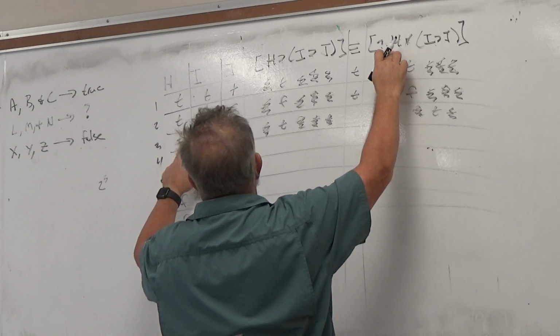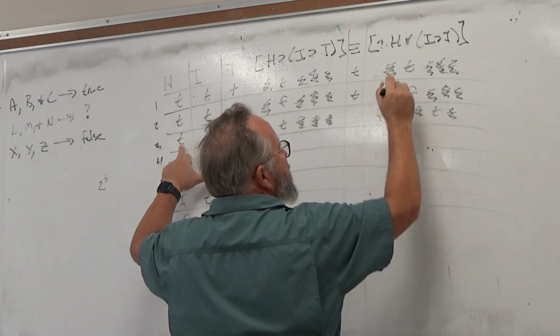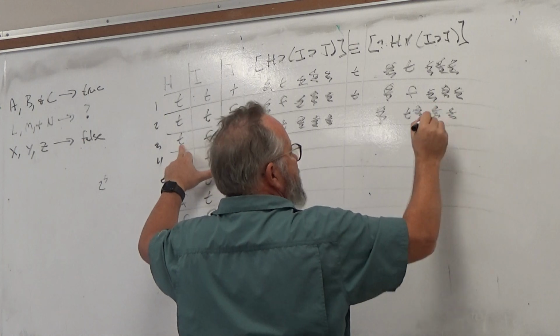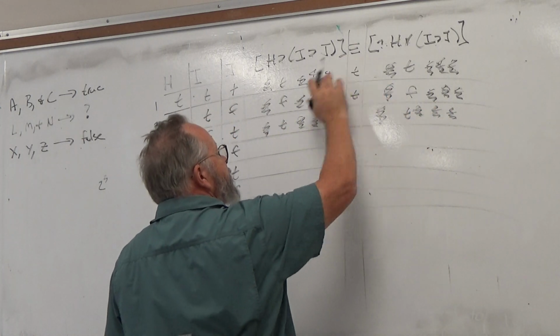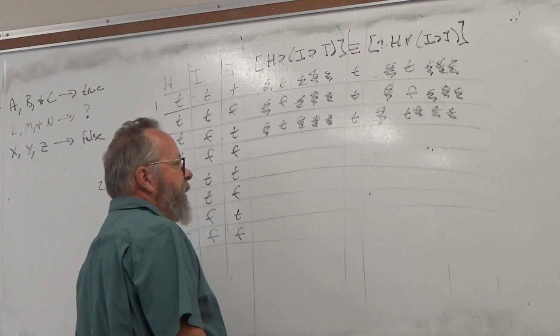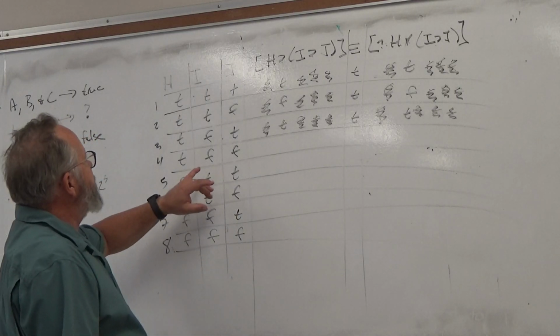H on this line is true, but it's not H, so it's false. So false or true is true. So the left-hand side is true, the right-hand side is true. True if and only if true is true, okay? So we figured out line 3. Let's go to line 4.